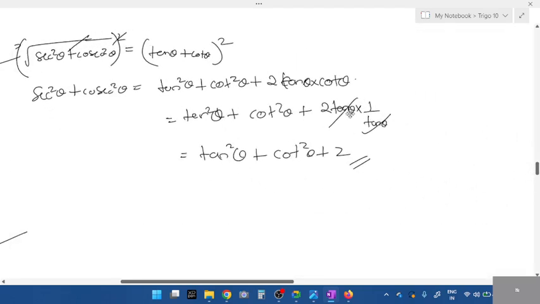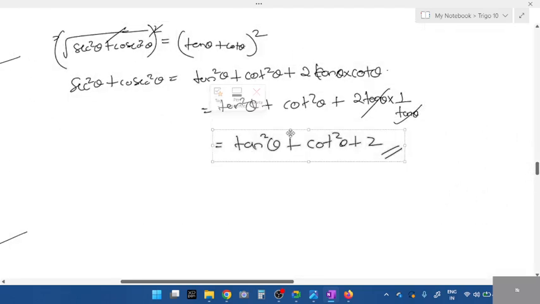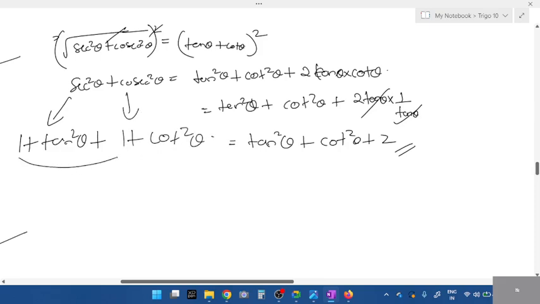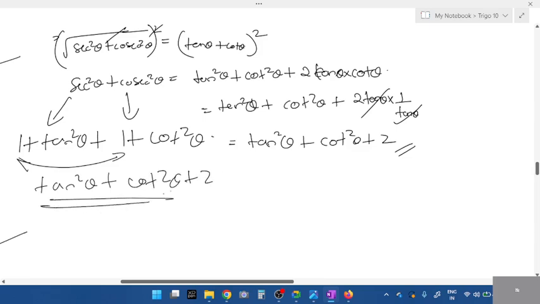This is left hand side, students. Right hand side, how do you make it? I mean, this is right hand side. How do you make left hand side? How do you convert tan square? See, what is sec square? If you convert into tan, it is 1 plus tan square theta plus. What is cosec? 1 plus cot square theta. 1 plus 1. Look at 1 plus 1. 1 plus 1 is 2. Tan square theta plus cot square theta plus 2. Are we getting left hand side is equal to right hand side?